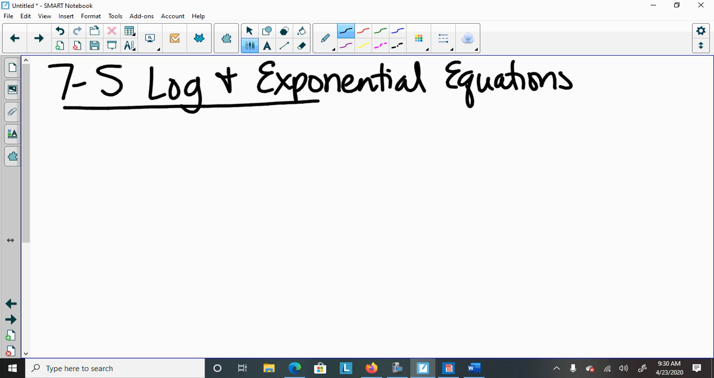So we've learned how to switch back and forth between logs and exponents and how to condense logs together, and we're going to use both of those things to solve equations today. So we'll start out first with the log equations. We'll do those first. We'll write down some steps and solve some.